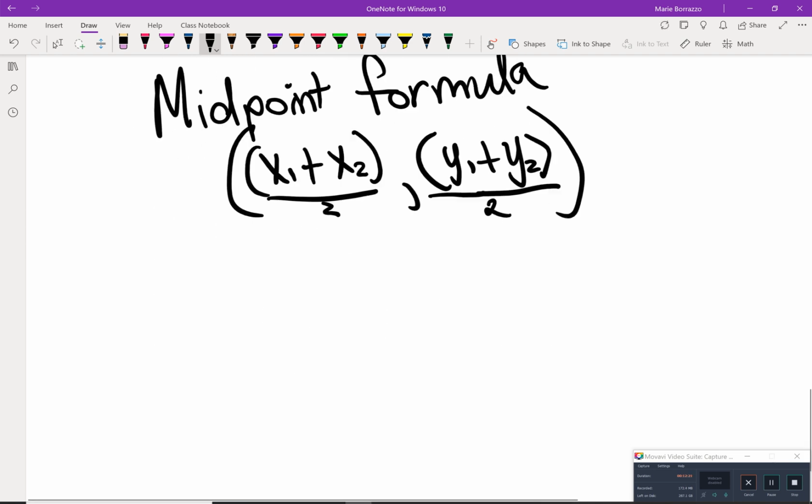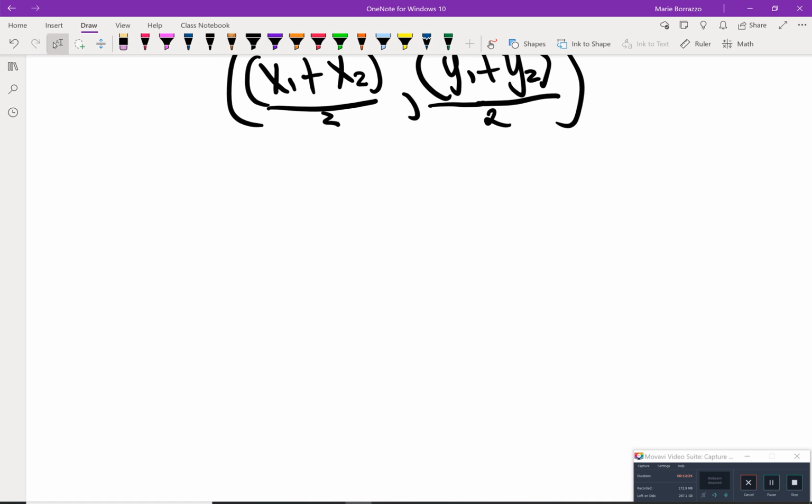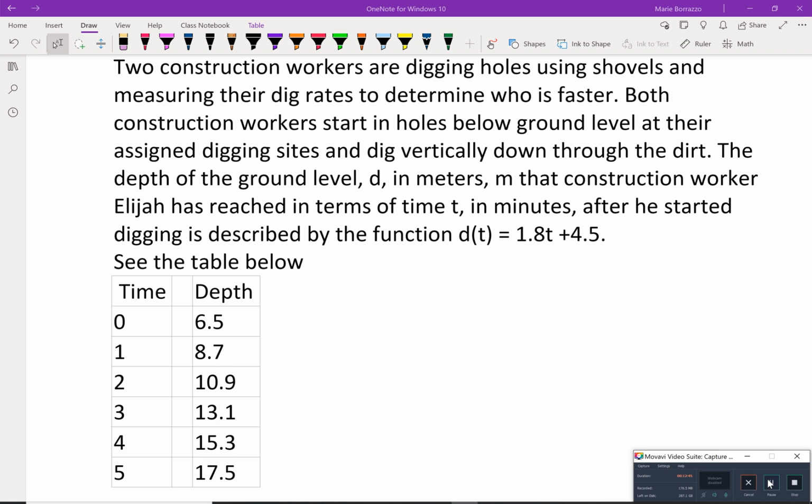The other type of question that they may throw your way would involve a chart. So if they give you a chart, let's talk about how you would approach a question such as that. In this case, let me type in the question and I'll give you the information. So in this question, basically they say 2 construction workers are digging holes using shovels and measuring their dig rates to determine who is faster. Both construction workers start in holes that are below ground level at their assigned digging sites.